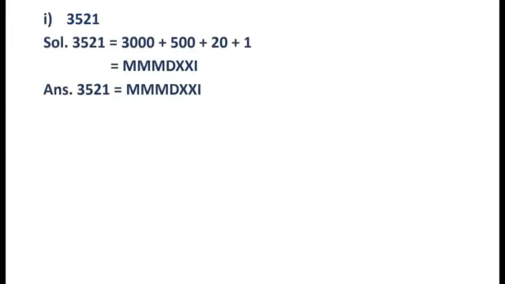So children, in the same way, this question also you can see 3521, and we have split it over here 3000 plus 500 plus 20 plus 1. So for 3000 we have written 3 times M. Okay, then for 500 the letter used is D, and for 20 we write 2 times X, and for 1 we write I. Okay, so for 3521 we have MMMDXXI.